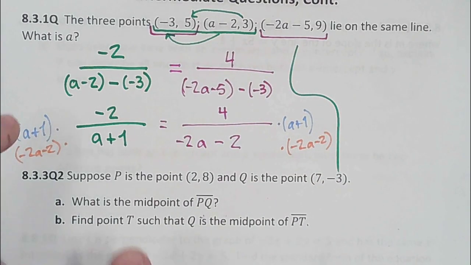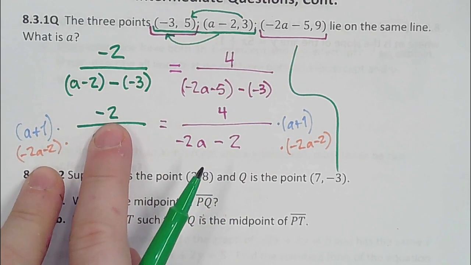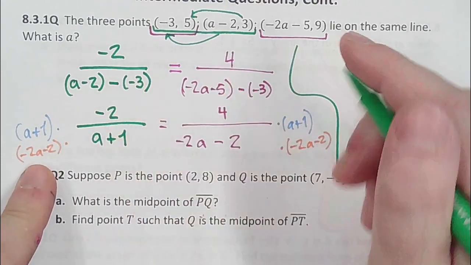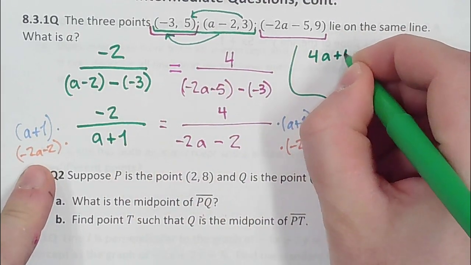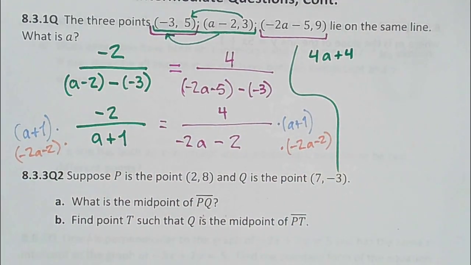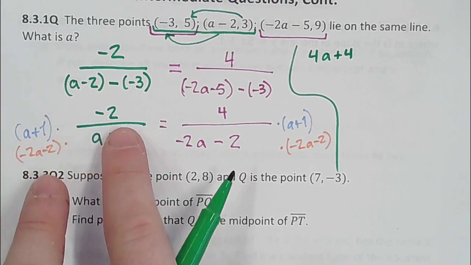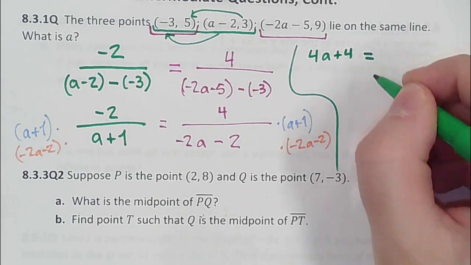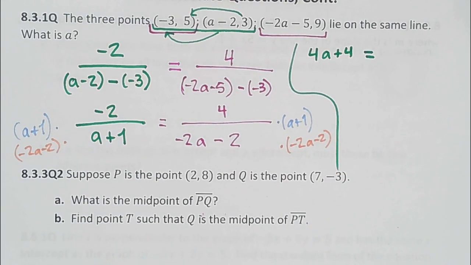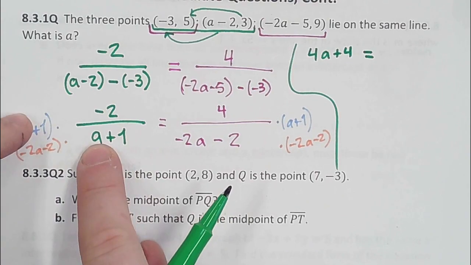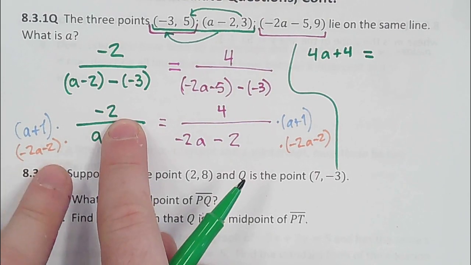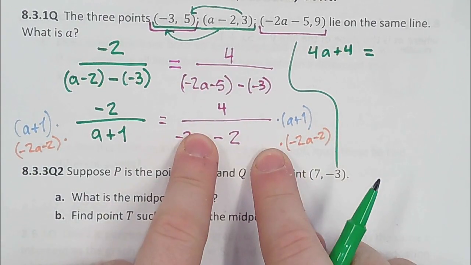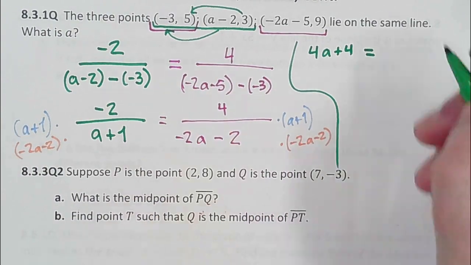So what happens? Well, this divides out, this doesn't. So these go away. -2 distributes into here, and I'm going to get 4a plus 4. Okay? Those divide out. This distributes into here. We get 4a plus 4. Are we okay with that? A plus 1s divide out. This distributes. That's 4a plus 4. Over here, these divide out. This doesn't, so 4a plus 4 is what we get over here.